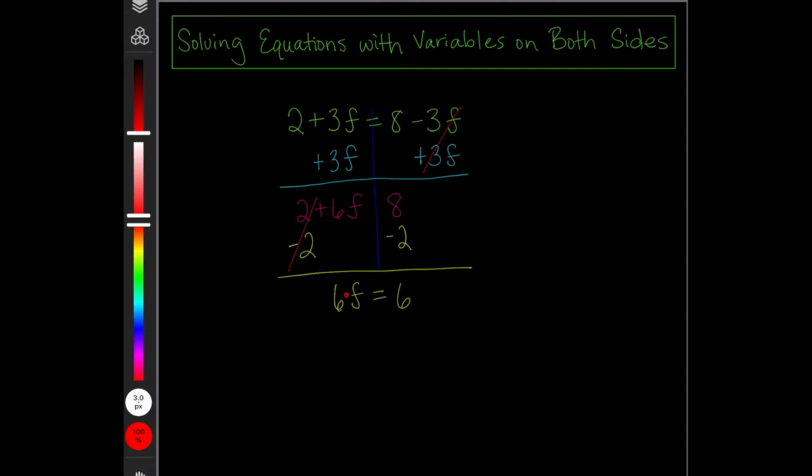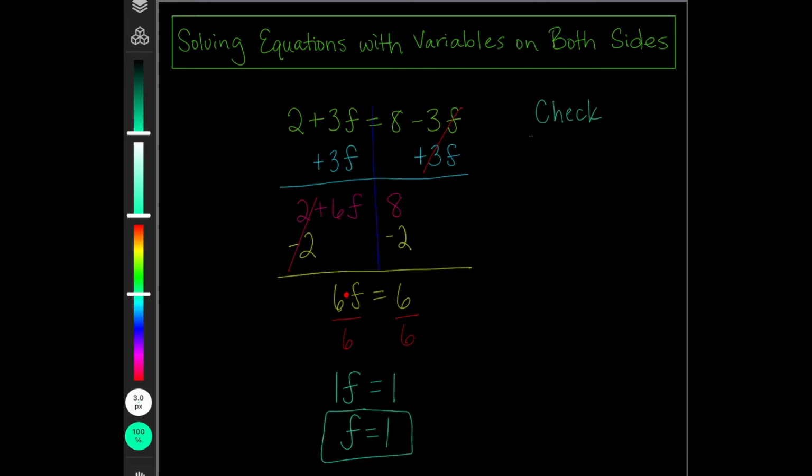Recall that a number and a letter that are together without a sign in between them means that you're multiplying them. The inverse of multiplication is division, so therefore, to get the f by itself, I want to divide both sides by 6. After dividing both sides by 6, I get 1f equals 1, which I can just write as f equals 1 because 1f is the same thing as writing f, right? There's only one of them. Now that the variable is isolated, we have our answer.